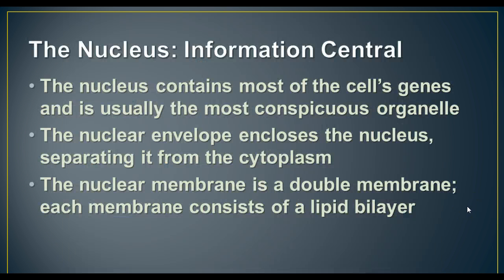So let's start with the nucleus and the endomembrane system. The nucleus, of course, is the place where most of the genes are located, and it is the most conspicuous organelle inside the cell. When we look inside a cell with a light microscope, usually the nucleus is the most recognizable thing that we can see. The other organelles are enough smaller that it's difficult to see them with the light microscope. The nuclear envelope is the double membrane structure that encloses the nucleus and separates it from the cytoplasm. Each one of those membranes consists of a lipid bilayer, so really there's two bilayers surrounding the nucleus.